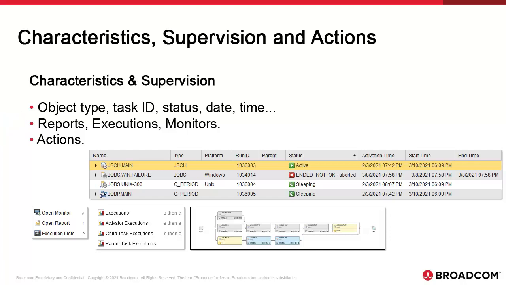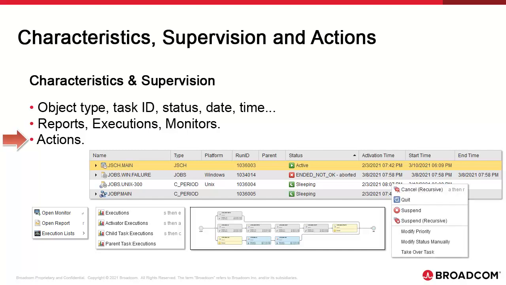Based on the task and its characteristics, we're able to perform a number of actions like restart, cancel, bypass dependencies, or something else. These actions vary based on the task. An aborted job task leads to one set of possible actions, a completed workflow to another set.